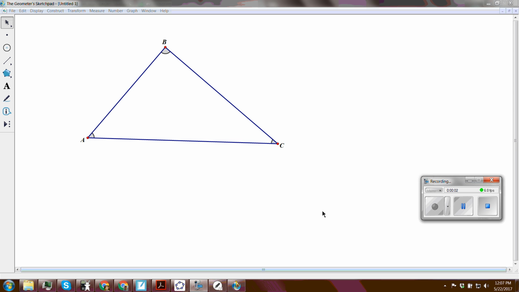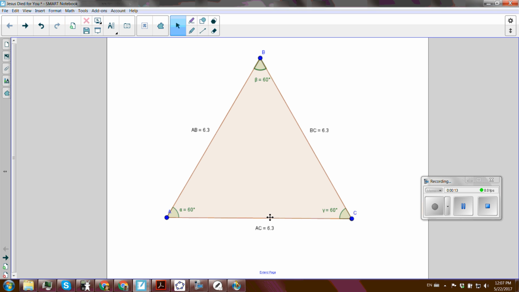Alright, I'm going to do a little investigation about the angles of a triangle. If we look at an equilateral triangle, we notice that all three sides are the same, that makes it equilateral. All three angles end up being the same as well. That makes the triangle equiangular. So an equilateral triangle is by definition also equiangular.